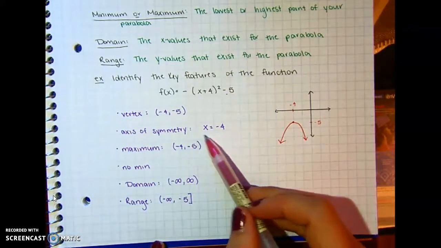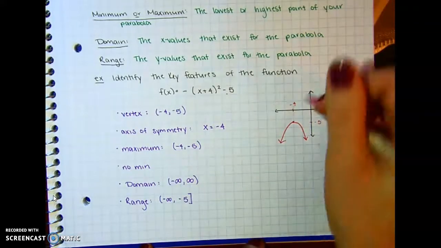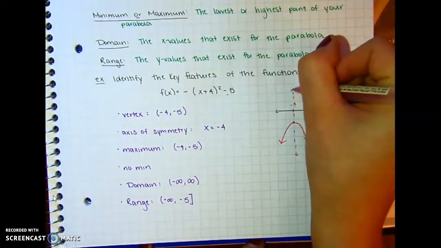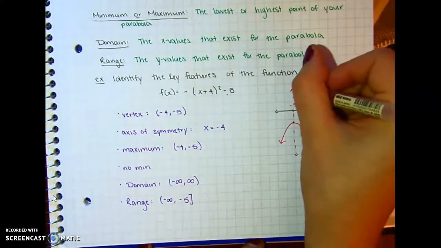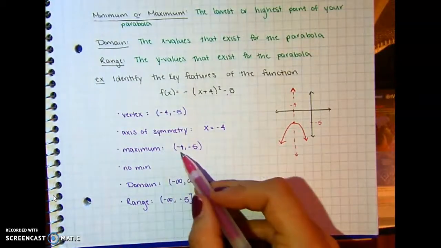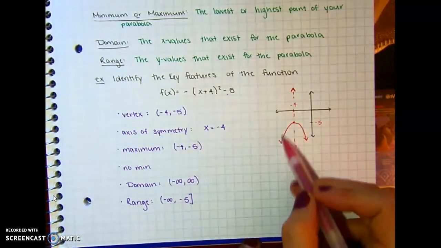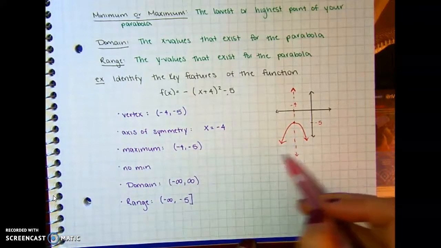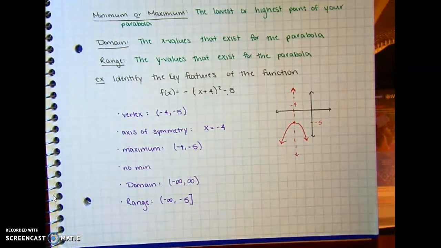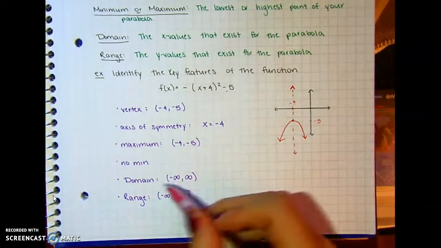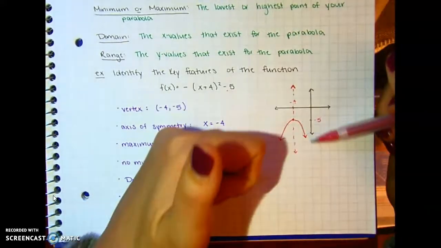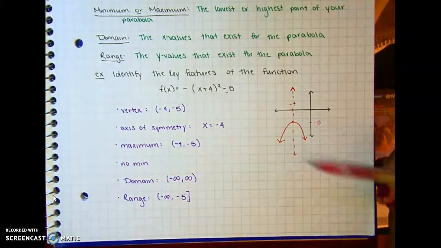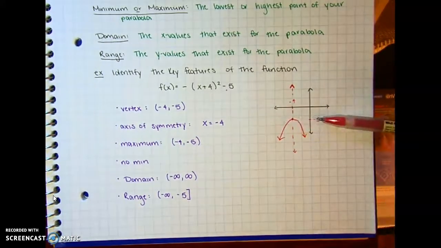My axis of symmetry, and you'd be like, okay, that's the line that goes through the vertex. You could just draw a little picture, right? And so that's x equals whatever that x value is, so negative 4. Maximum, well, it's reflected, so that's why we have a max. No min, make sure you say that. It keeps going forever, so it doesn't have a minimum. The domain, this is going to get wider and wider and wider, so it's negative infinity to infinity. And the range, because it's going down, will only go up until negative 5.